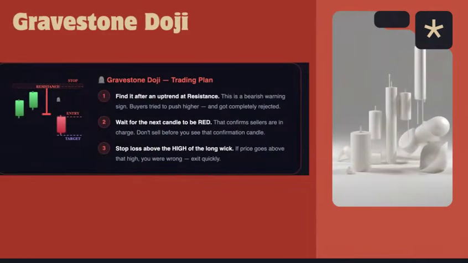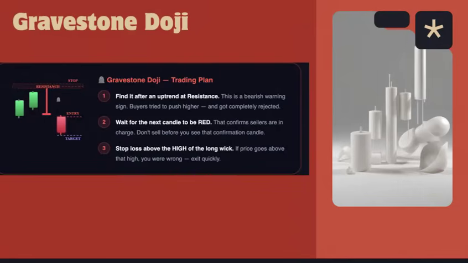How to trade? Find it after an uptrend at resistance. A gravestone doji only carries real weight when it appears after a clear uptrend and at a resistance level. Step 2, wait for the next candle to be red. When the next candle closes red, sellers have confirmed they are in charge. That confirmation candle is your entry signal.